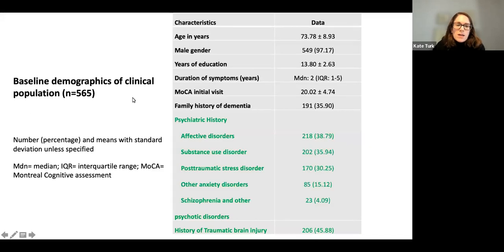So the baseline demographics of the population were identical. It was out of 565 patients. And then just to review, there was a high rate of TBI and psychiatric disorders, the same rates in this study.